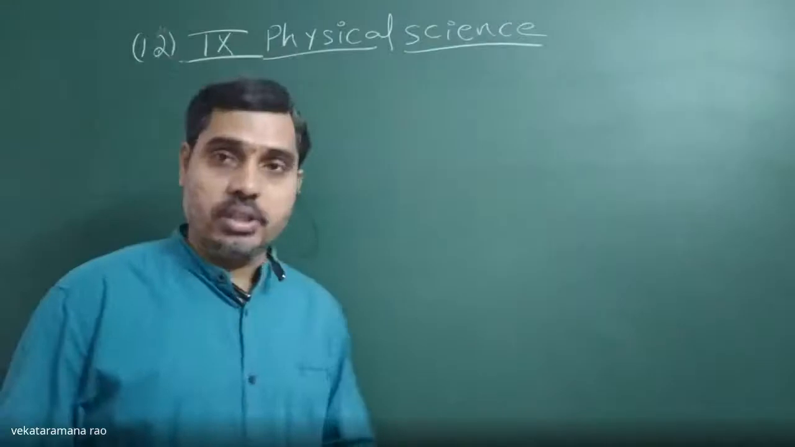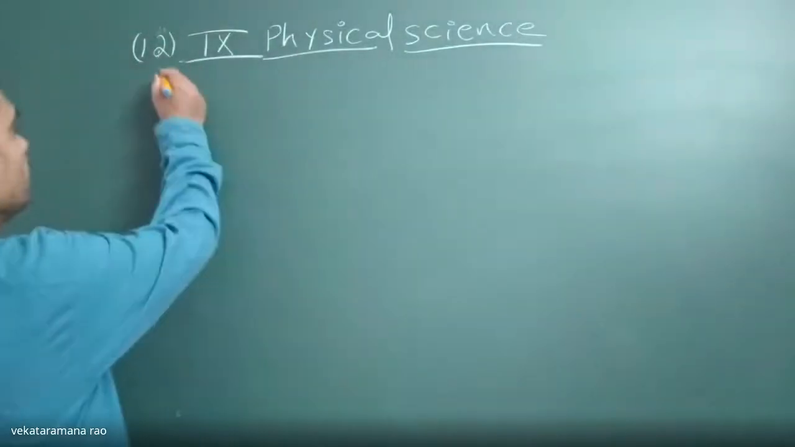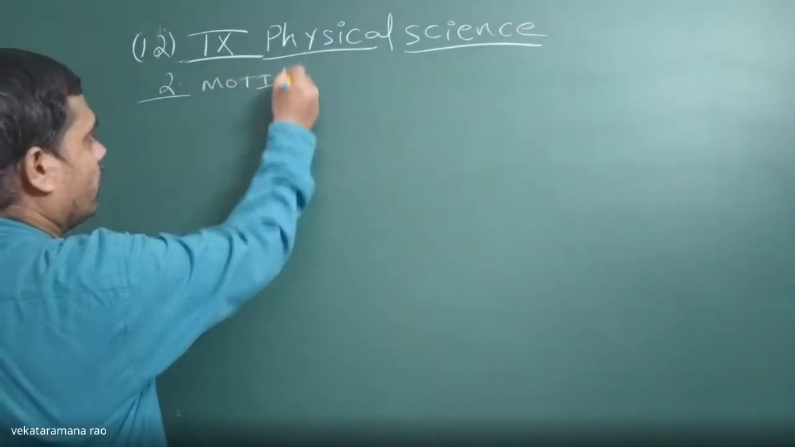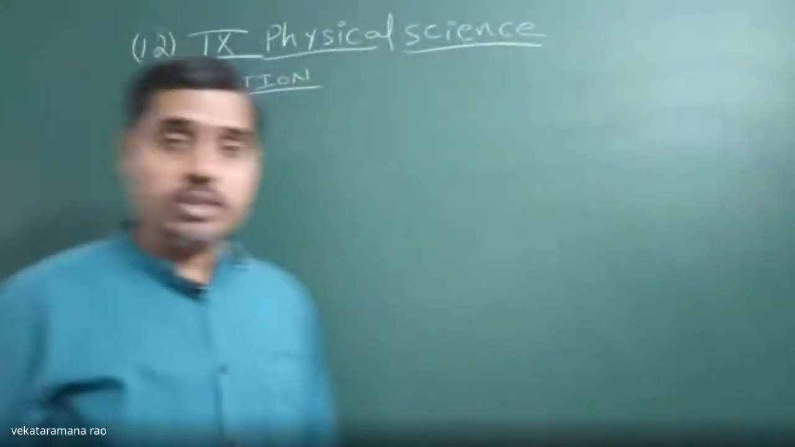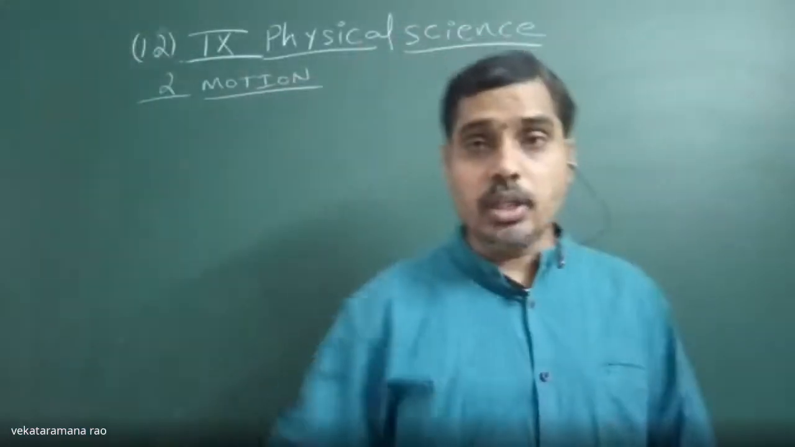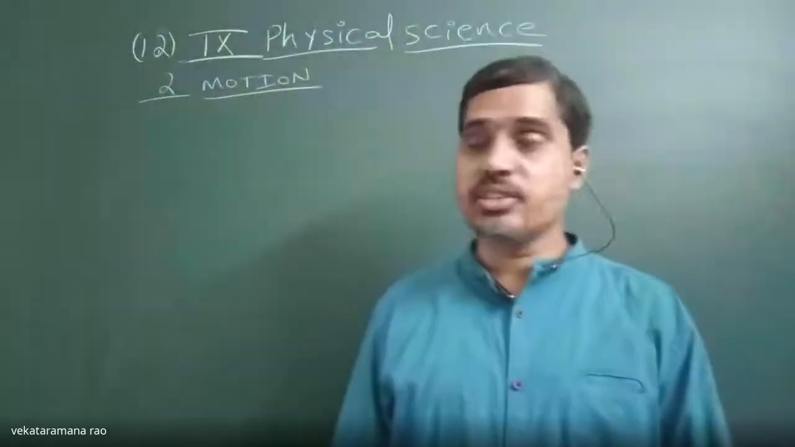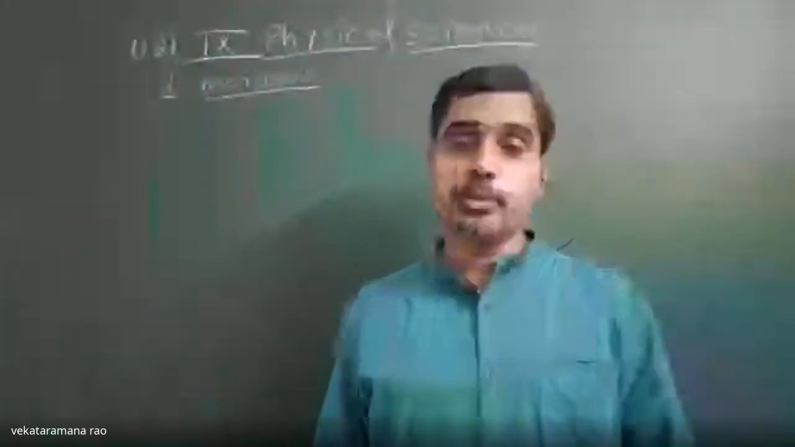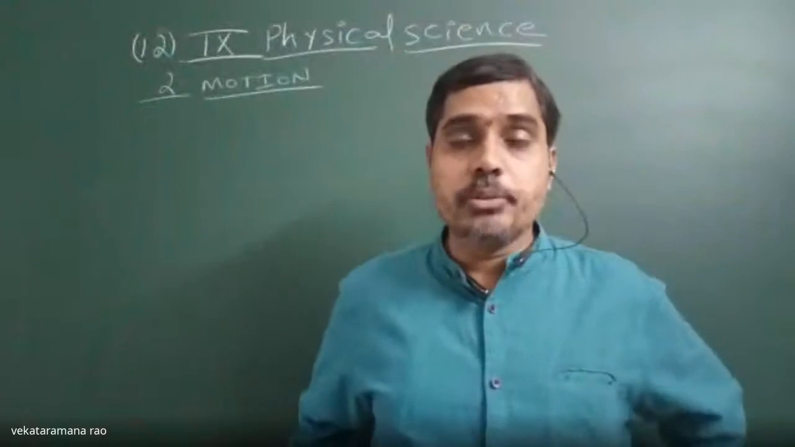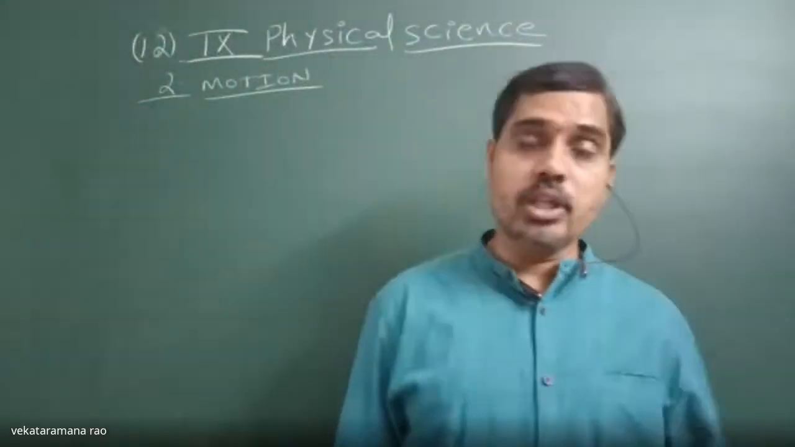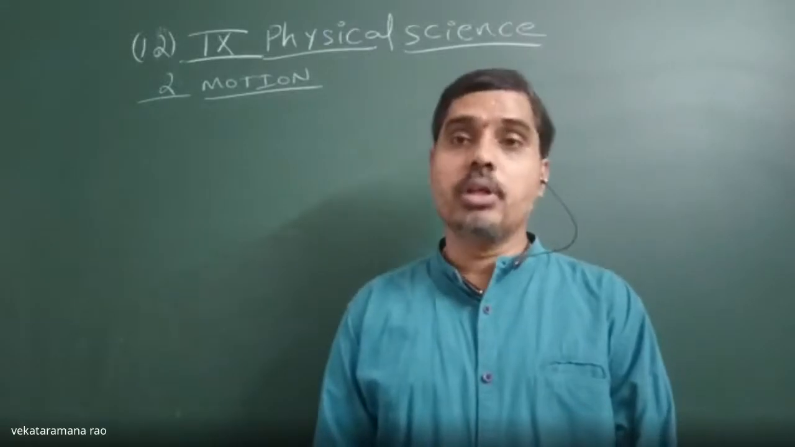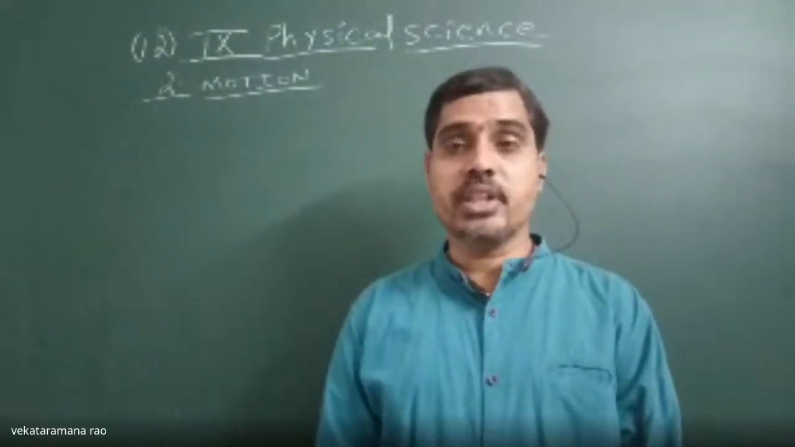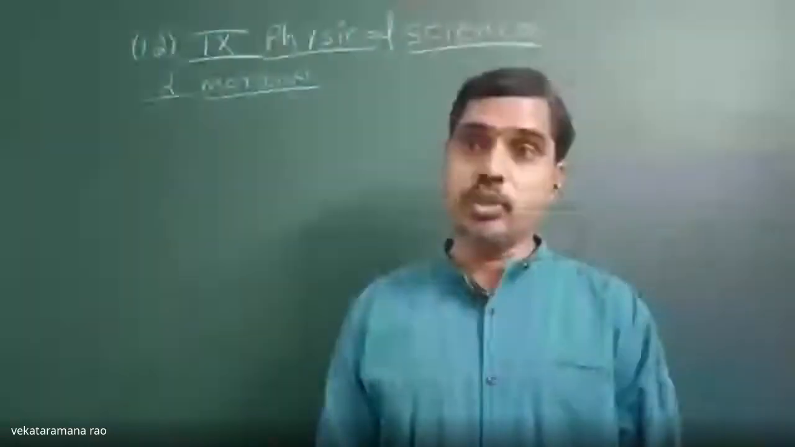Okay, we are discussing the motion chapter, the second chapter. In this chapter, we already completed when an object is said to be at rest, when an object is said to be in motion, and when an object covers a certain distance and displacement. We also covered what speed is, what velocity is, and what uniform speed is. We also covered when an object is said to have uniform velocity, when it is accelerated, when it is decelerated or retarded, and when it is in uniform acceleration.